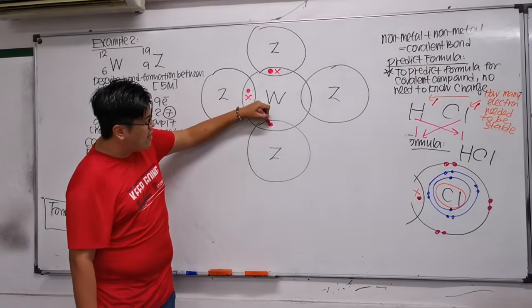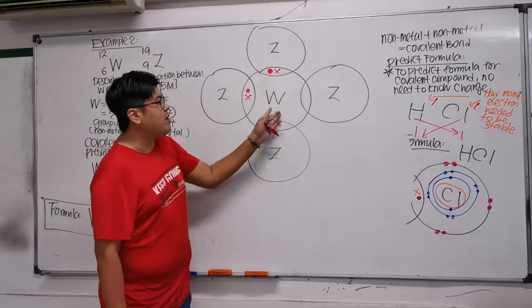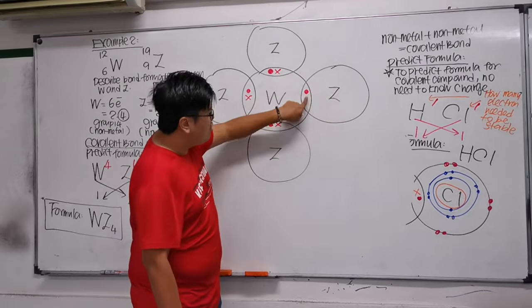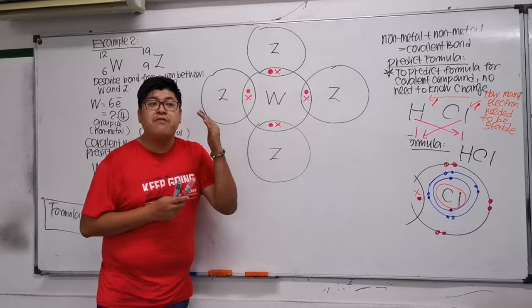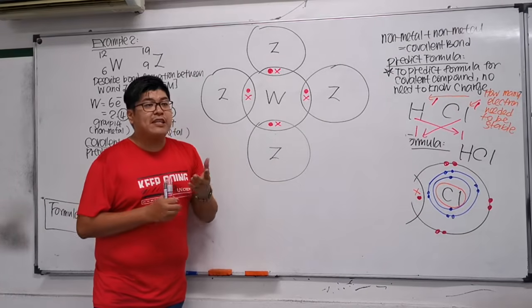W shares one electron with Z, and Z shares one more electron with W. Same thing here. Understand? Remember, sharing electrons must be fair and square. You share how much? I share how much. Understand? Okay, after that, what do you do?